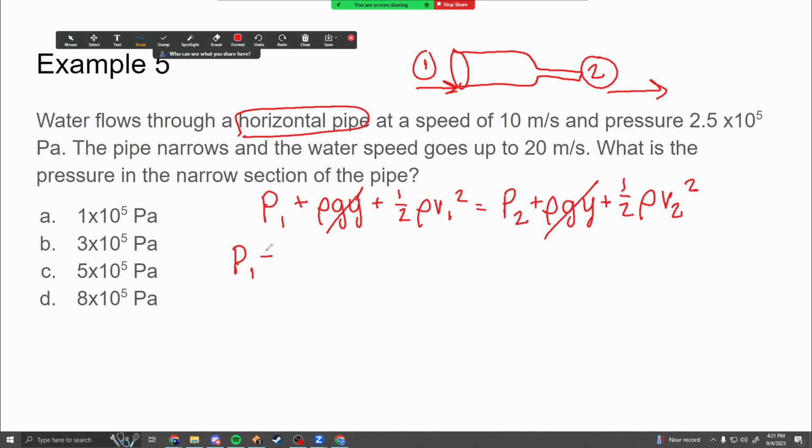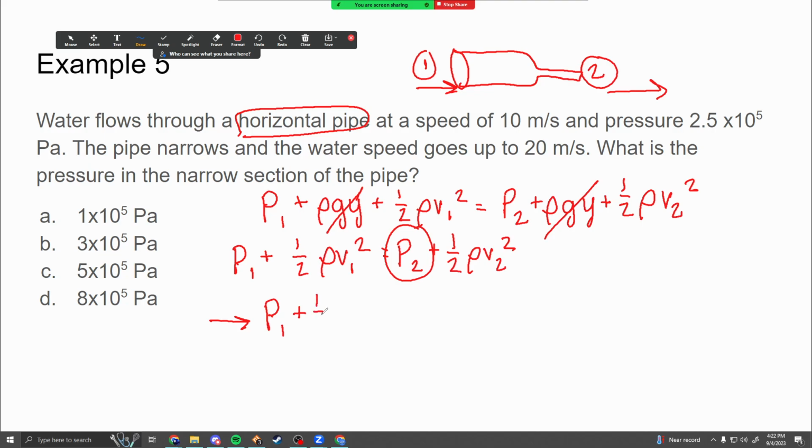So then I'm left with P1 plus 1/2 rho v1 squared is equal to P2 plus 1/2 rho v2 squared. And I'm trying to solve for the pressure in the narrow section of the pipe. So that's P2, so I can say P1 plus 1/2 rho times v1 squared minus v2 squared. I just combined my terms. If that's confusing, just pause this and go through why that's the case. I subtracted this term from this term, right? And then just combined them, is equal to P2.